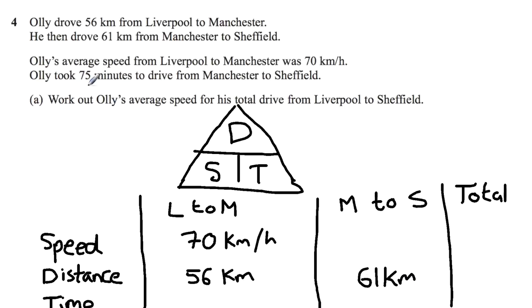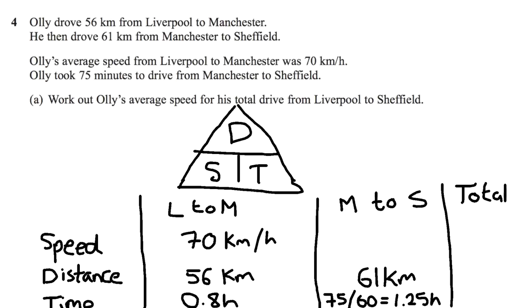And the time was 75 minutes, but we need to convert that into hours. And to convert that in hours, we're going to divide it by 60 minutes, which equals 1.25 hours. Our next step is to find the time it takes from Liverpool to Manchester. And the way we can do that is by dividing the distance by the speed. So the distance was 56 kilometers divided by 70 kilometers per hour, which gives us 0.8 hours.